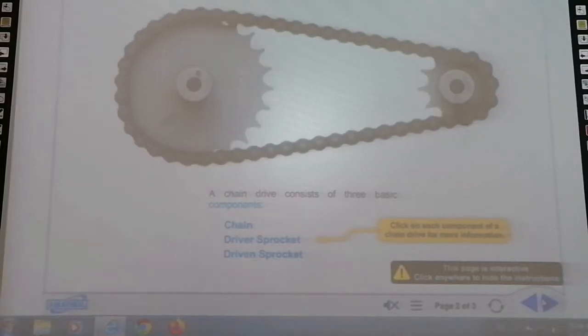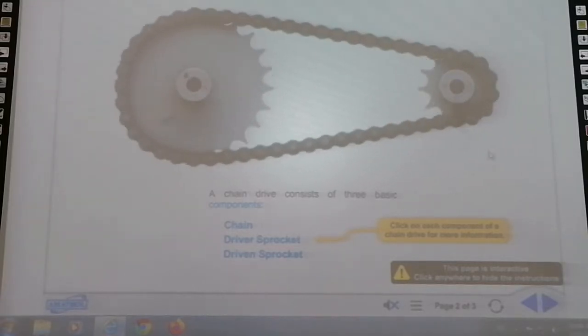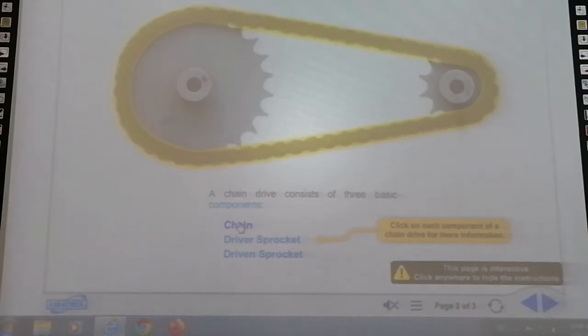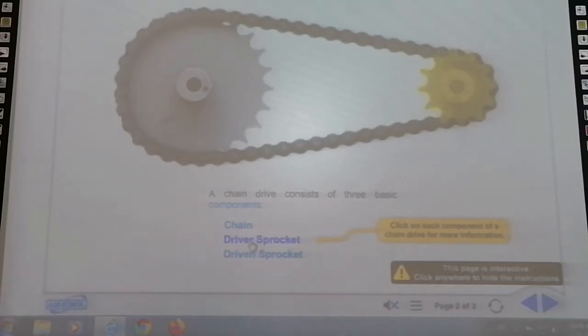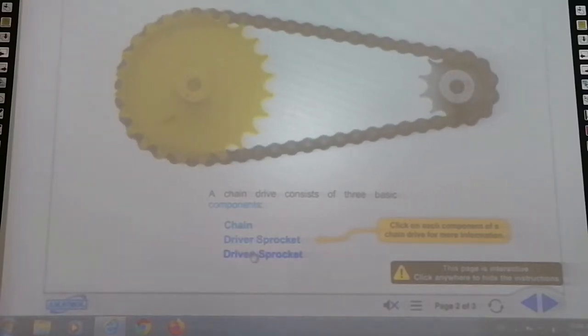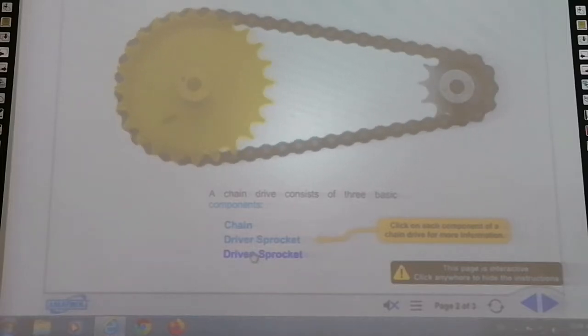You can see here there are three components of a chain drive system. The first one is chain. This is chain. We will define chain later. Second is driver sprocket. The small one is drive sprocket, and the big one is driven sprocket. So let's talk about these three components a little. What is chain, what is driver sprocket, and what is driven sprocket.